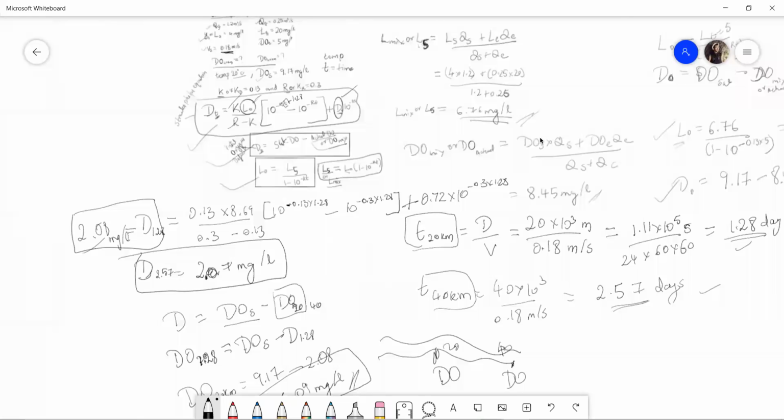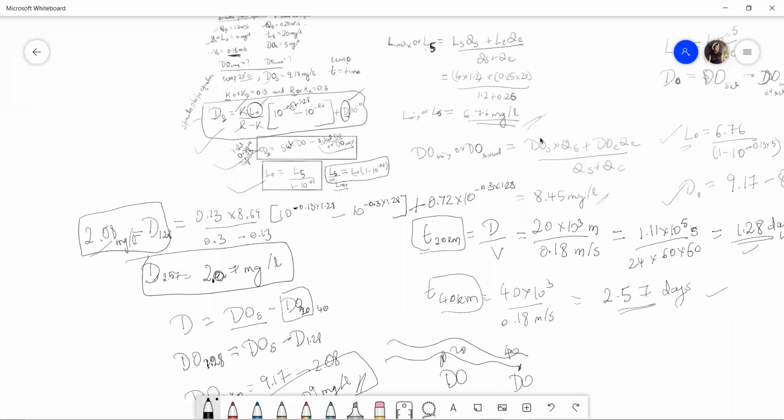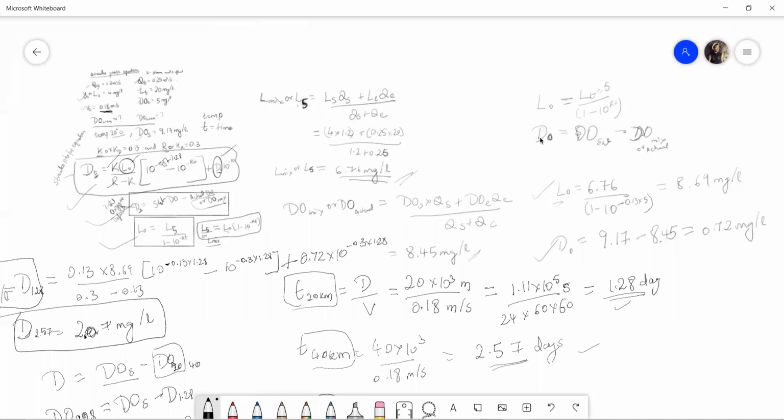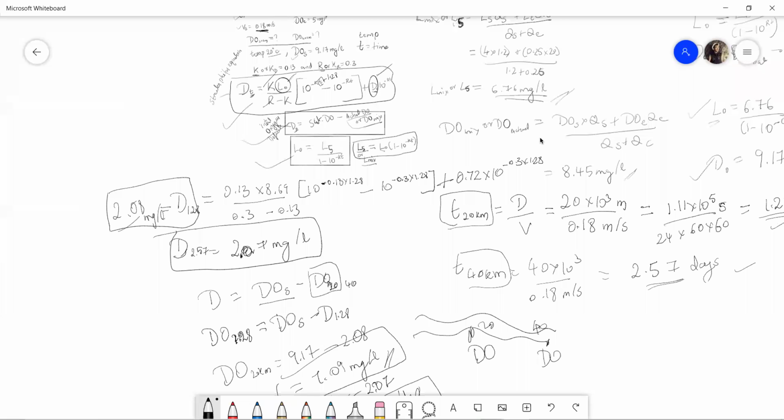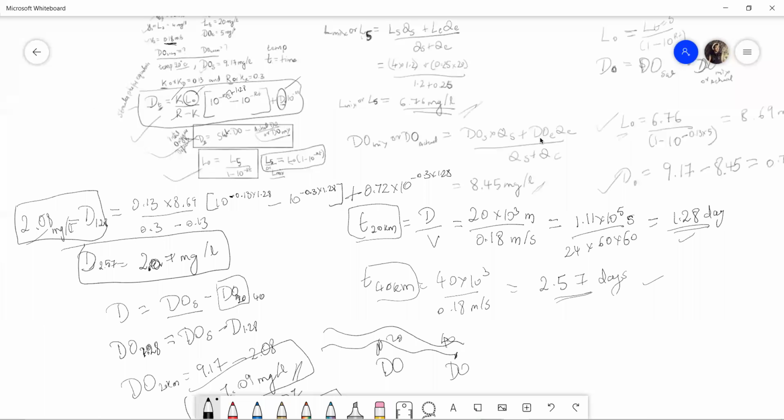So first you have to find the mix concentrations, that is BOD mix and DO mix. Once you have found DO mix and BOD mix, you have to find the initial oxygen deficit and initial BOD, that is L0 and D0. Then you have to find the time required for 20 kilometer and 40 kilometer distance travel of the stream along with the effluent. That is distance by velocity. Velocity is given, so 20 kilometers we convert to meters, and the time will be in days.